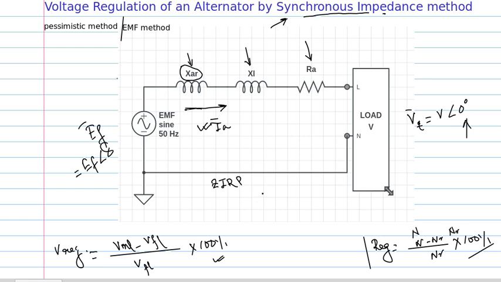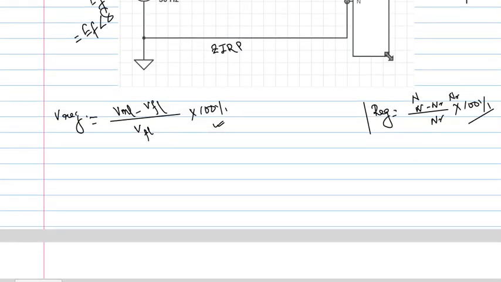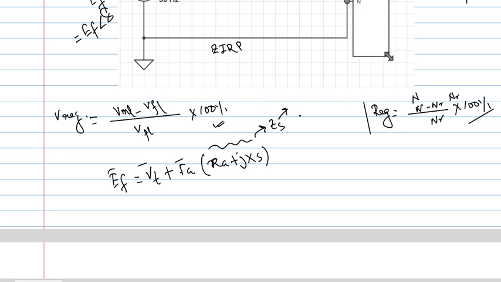Now the voltage equation for this will be EF equal to Vt plus Ia times (Ra plus jXs), which is Ia times Zs. Ra and Xs together make up Zs. This is called the synchronous impedance. Now this Xs has two parts: armature leakage reactance plus armature reaction reactance.